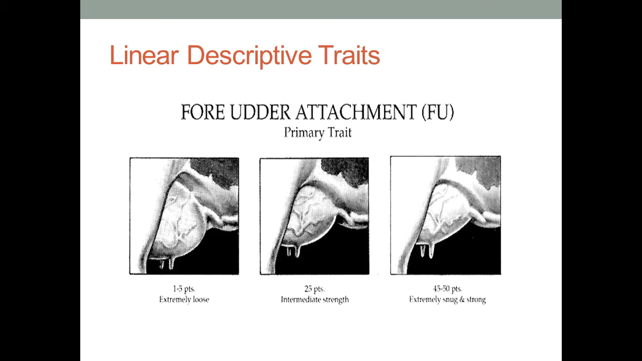An average fore-udder attachment receives a linear score of about 25. And then a really outstanding attachment, very tight, very snug, will score a 40 or higher. On the other hand, a fore-udder attachment that's really loose scores down in that 1 to 5 range. Scoring this trait takes a little bit of experience since it's not a measurable trait.